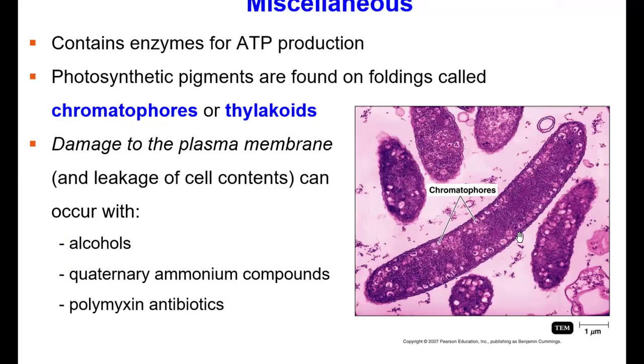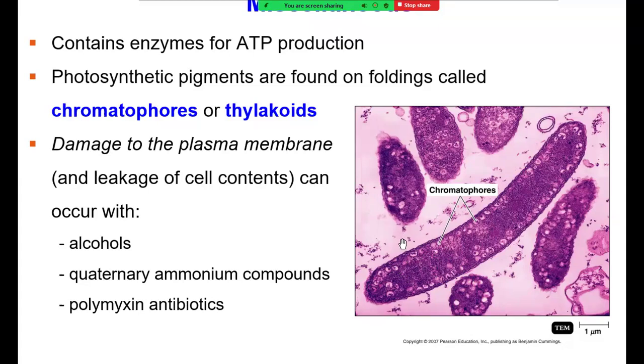The plasma membrane can be damaged by alcohols, quaternary ammonium compounds, and the polymyxin antibiotics like polymyxin B. How polymyxin damages cells is by putting holes in either the cell membrane or the outer membrane of a gram-negative cell. And alcohol and quaternary ammonium compounds can dissolve the cell membrane. If you have a hole in the cell membrane or dissolve the cell membrane, the molecules of the cytoplasm can then leak out of the cell, and that would kill the cell.